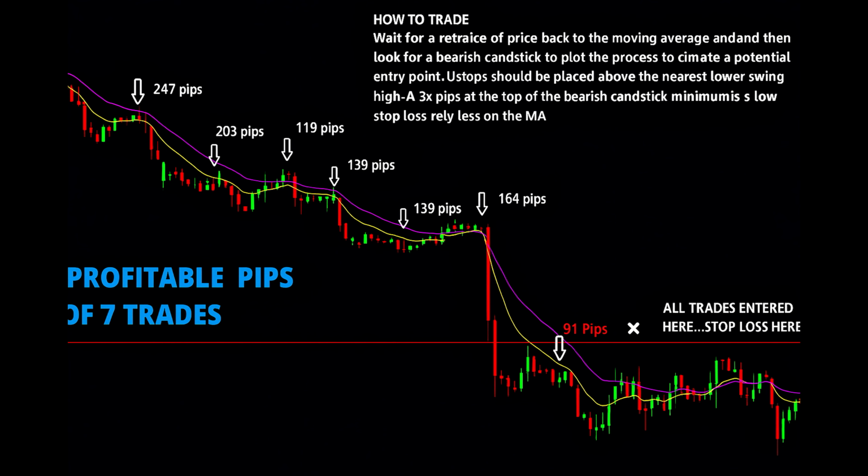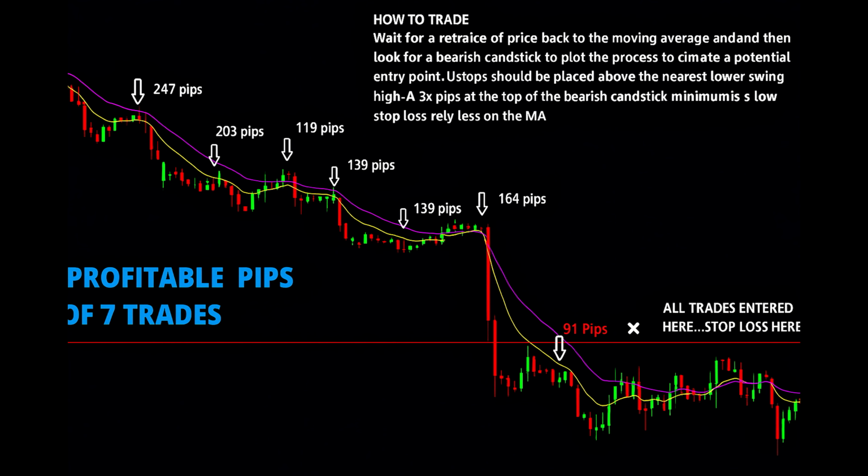The second rule is to wait for a pullback. The price will often move down, then retrace back toward the moving averages before continuing lower. This retracement is your opportunity to enter a trade. You want to sell when the market pulls back close to the moving averages and then resumes the downward move.